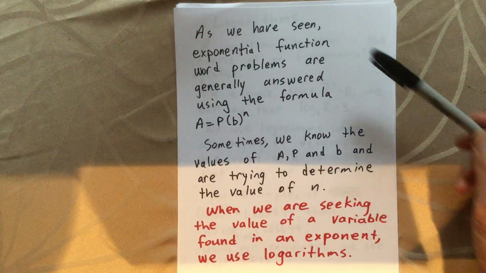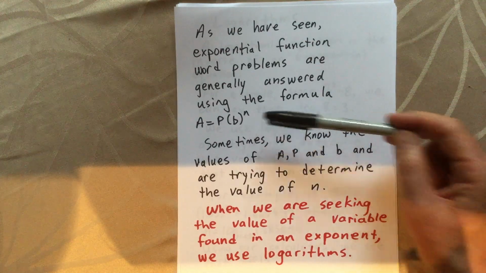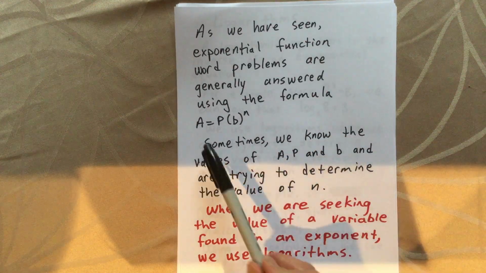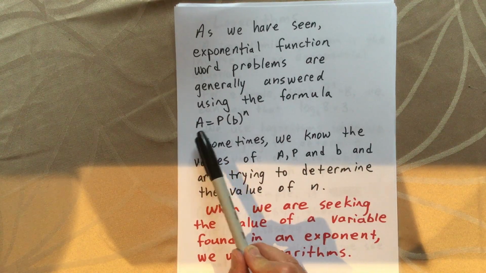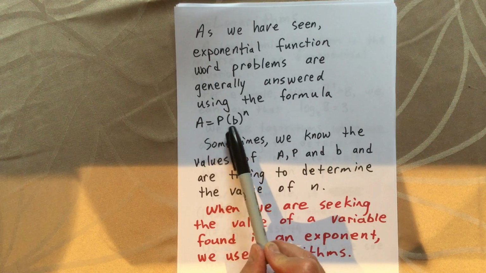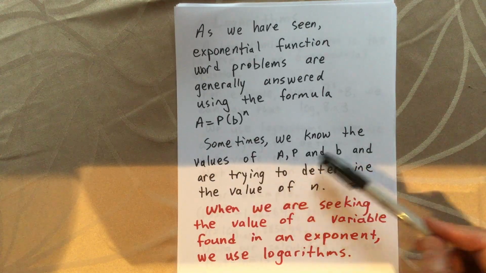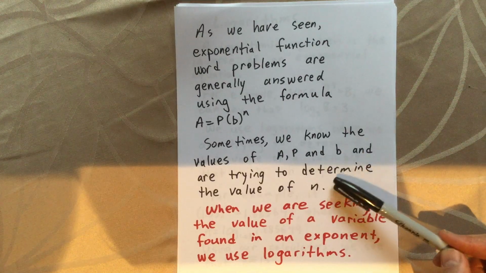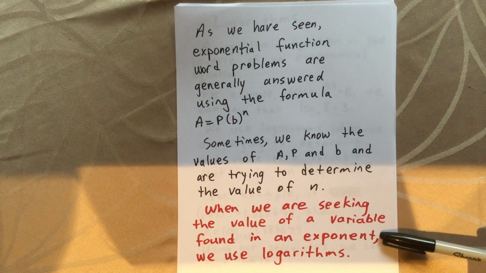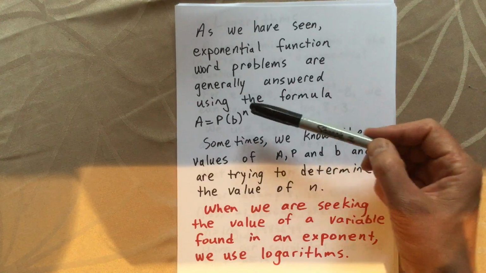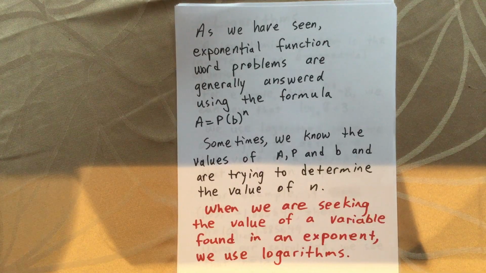As we've seen in the first video, exponential function word problems are generally answered by using the formula A equals P times B to the n. A refers to the amount after all of the increasing or decreasing, P is the amount before, and B is the multiplier. Well, sometimes we know the values of A, P, and B, and we're trying to determine the value of n. When we're seeking the value of a variable found in an exponent, we use logarithms. So we're seeking the value of n, and it's in an exponent, so we're going to be using logarithms.